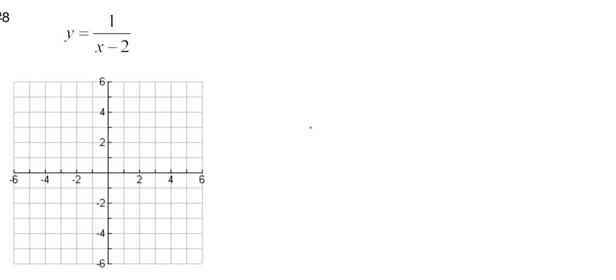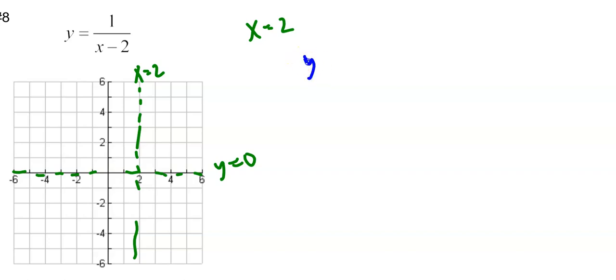This one, I know you've done this with transformations. You know it probably goes to the right 2 units. But if we do it this new way of thinking, we're going to say, well, the vertical asymptote is x equals 2. The horizontal asymptote is y equals 0, because it's bottom heavy. The intercepts will be y equals 1 over negative 2, so negative 1/2. And for the x-intercept, 0 equals 1, because the denominator goes away. Well, that's not true. It doesn't really have an x-intercept.